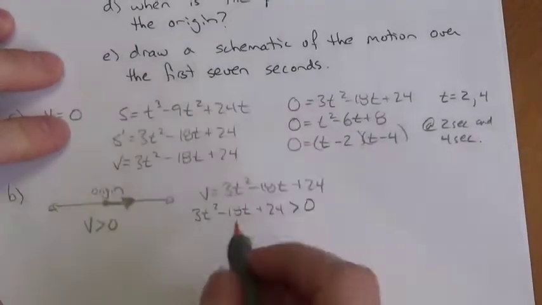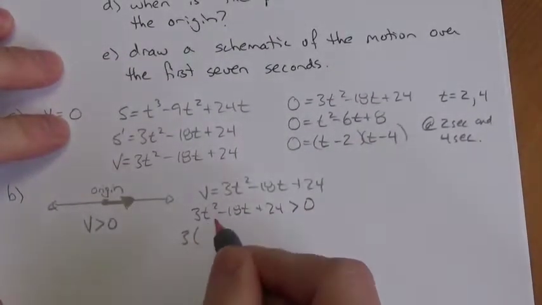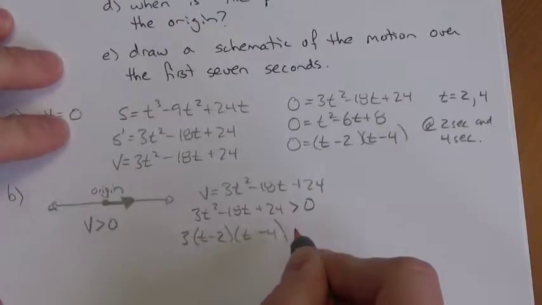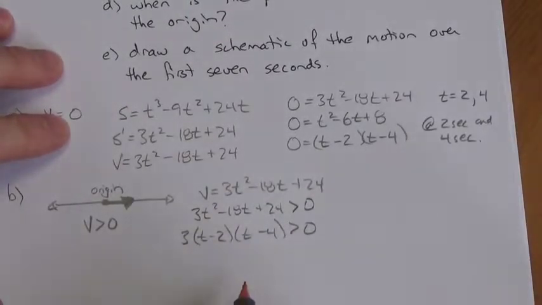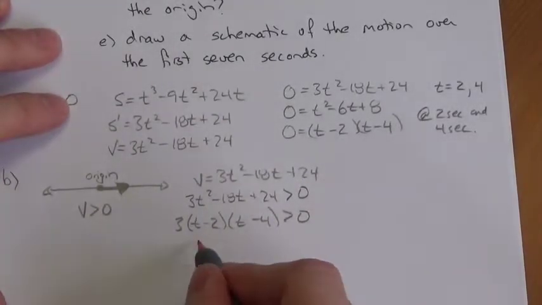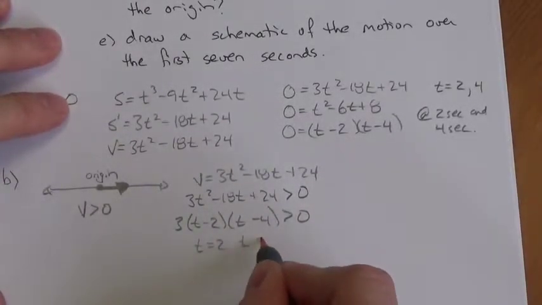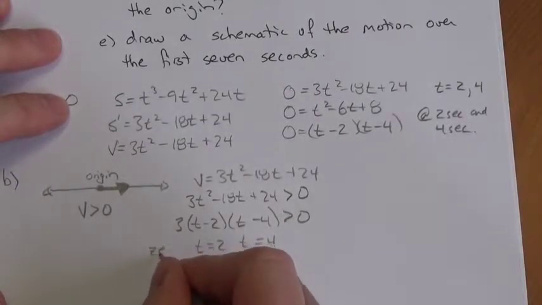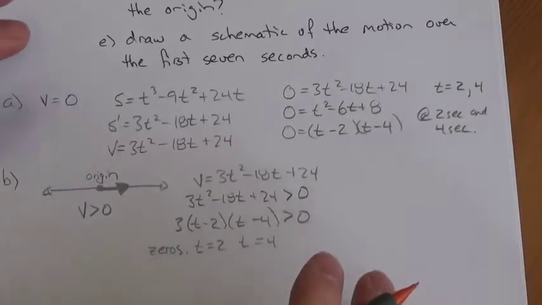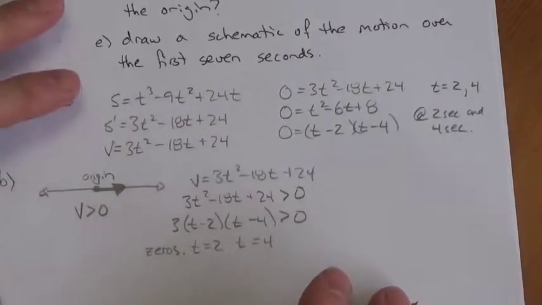So now, we already factored this. We know that we can take out a 3, and that when we do that, we're going to get t minus 2, t minus 4, greater than 0. So I know that this is going to go to 0 at t is equal to 2, t is equal to 4. These are my zeros. Now, I'm going to use what I know about parabolas to answer this question.